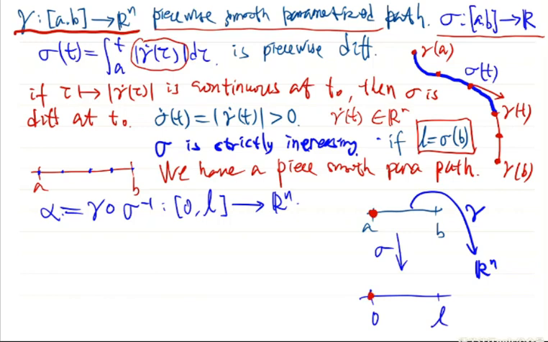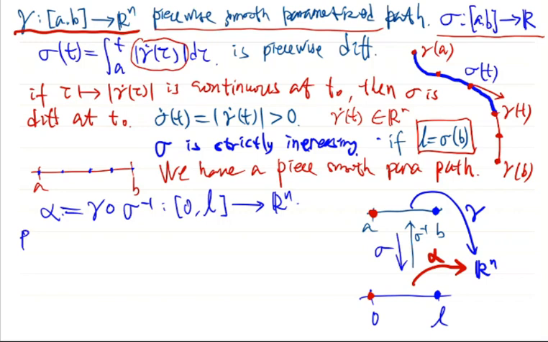Sigma is L when t equals b. So our alpha is this curve, this red one. Alpha is the composition of gamma and the inverse of sigma. The inverse of sigma is here. This alpha and gamma have the common image, so they are different parametrizations of the same curve, the same patch.